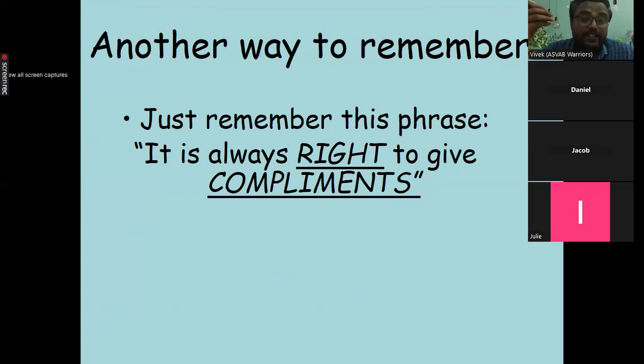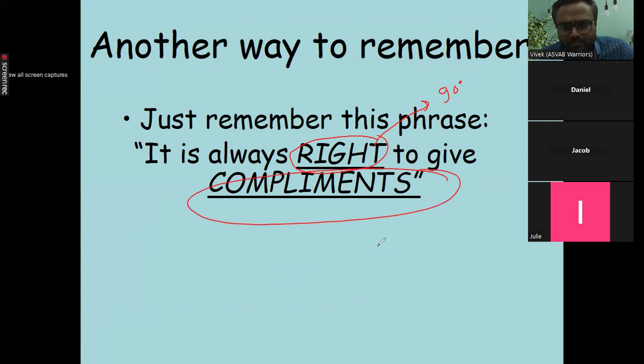There is another way to remember it. You can just remember this phrase. It's always right to give compliments. I'll repeat it. It's always right to give compliments. Now, right means what? A right angle which is 90 degrees. So you can just understand this word compliments for complementary angle. So it is always right to give compliments.